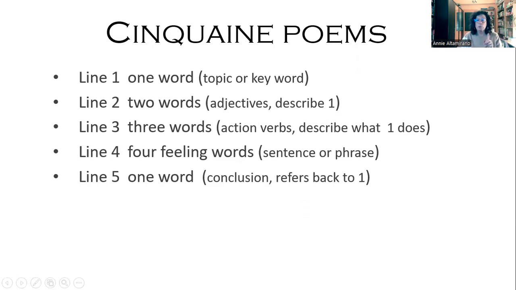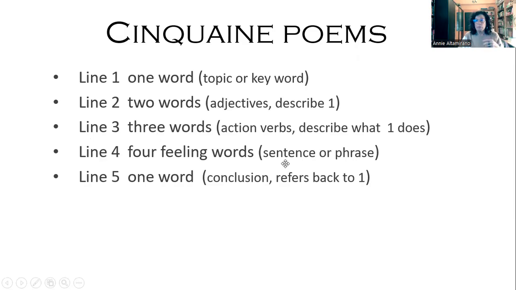So, show students a simple example, yes, and tell them what the structure is. Show the structure. So the first line has only one word, which sets the topic. It's a topic or it's a keyword. In line 2, you have 2 words that are adjectives that describe the first word. Line 3, you have 3 action verbs that describe what one does. In line 4, you have a sentence or a phrase about one. And the last line, again, has one word which refers back to one.